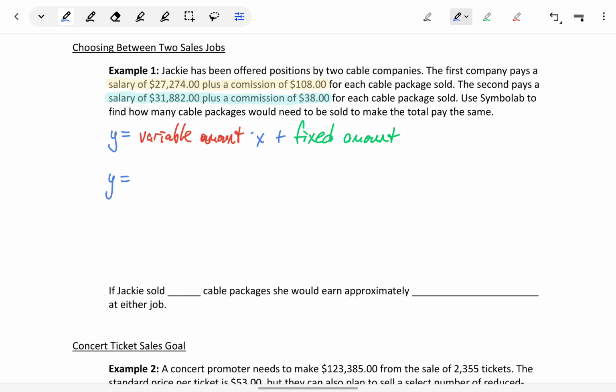We're told that there's a flat salary of about $27,000 plus a commission rate of $108 for each cable package sold. That $108 is a variable amount because we earn $108 for each cable package sold. So one package earns us $108, two earns us twice that, three times that, and so on. So that's our variable amount, plus our fixed amount, which is that flat salary, $27,274.